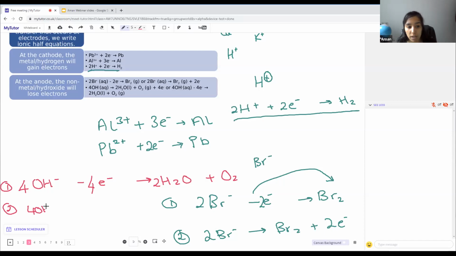So you have 4 OH minus goes to water plus oxygen plus 4e minus. And what's really important there is that you've moved the electrons onto the right-hand side and they've become positive, because if you think about it, the hydroxide ions go to the anode, and what's being produced at the anode is your water, your oxygen, and 4 electrons are being released from those hydroxide ions. So you can think about it like that.